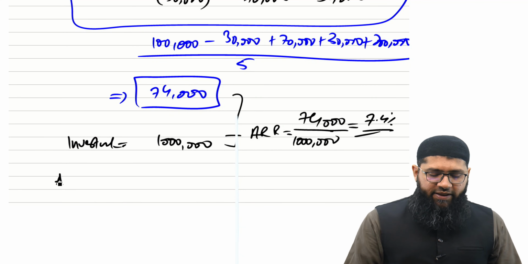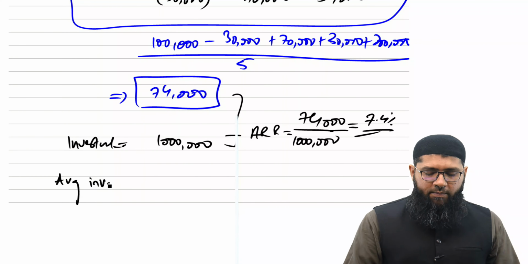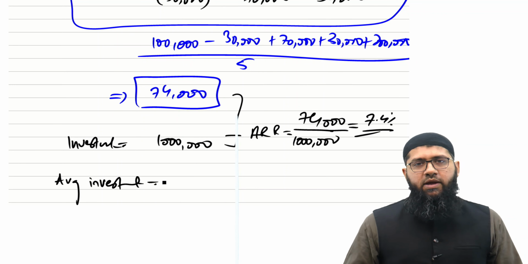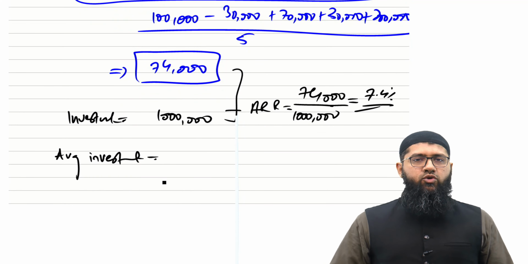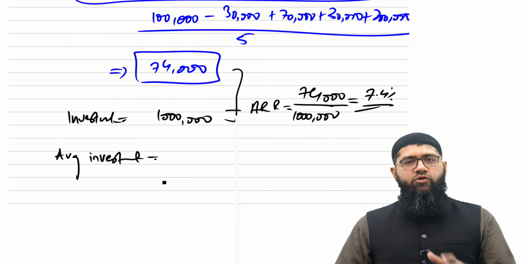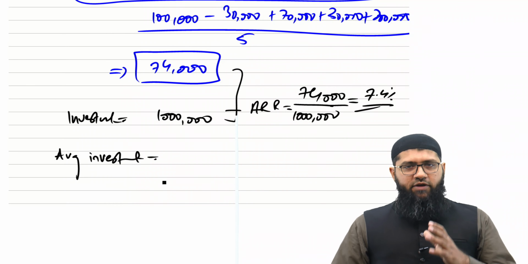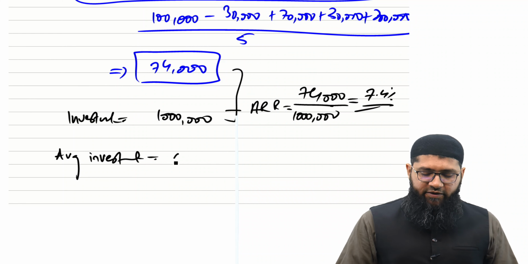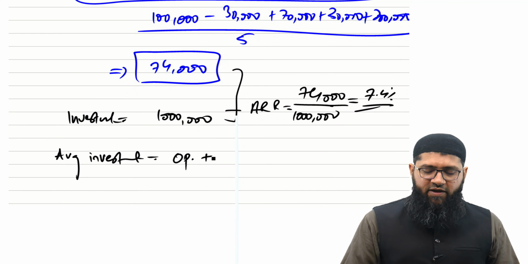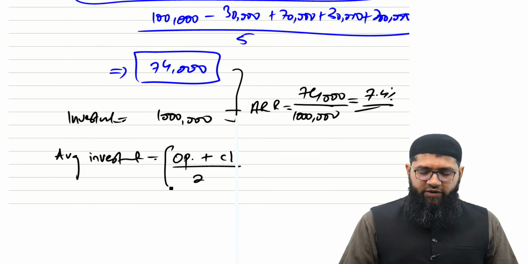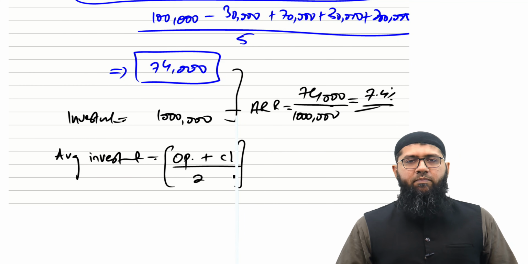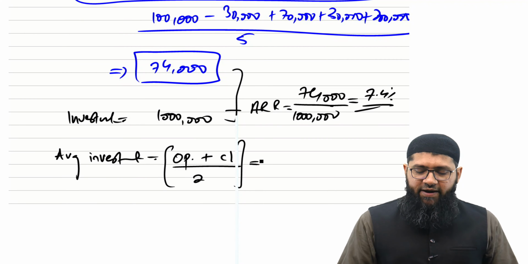Or alternatively, the examiner could ask you about the average investment. When he asks you about the average investment, what are you going to do? If we talk about the average investment, it's going to be the opening investment plus the closing investment divided by 2.